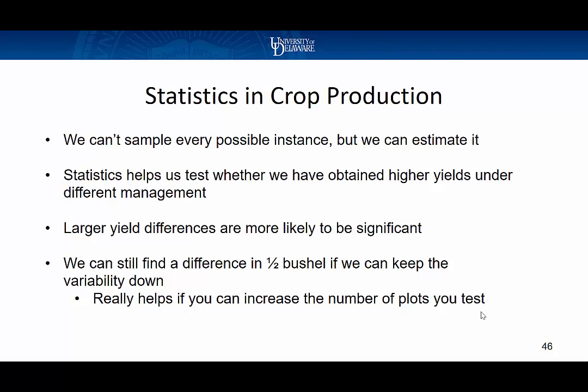Larger yield differences are more likely to be significant, but we can still find a difference in half a bushel if it's real and if we have enough samples and we can get that variability down. The wider that variability is, the more error you have and the harder it is to prove a difference. If you have a half bushel yield difference, but that variability is tight around each one of those, we can actually prove that they're different. Well, not prove. We can have confidence that they're different, but it's hard to get to that.